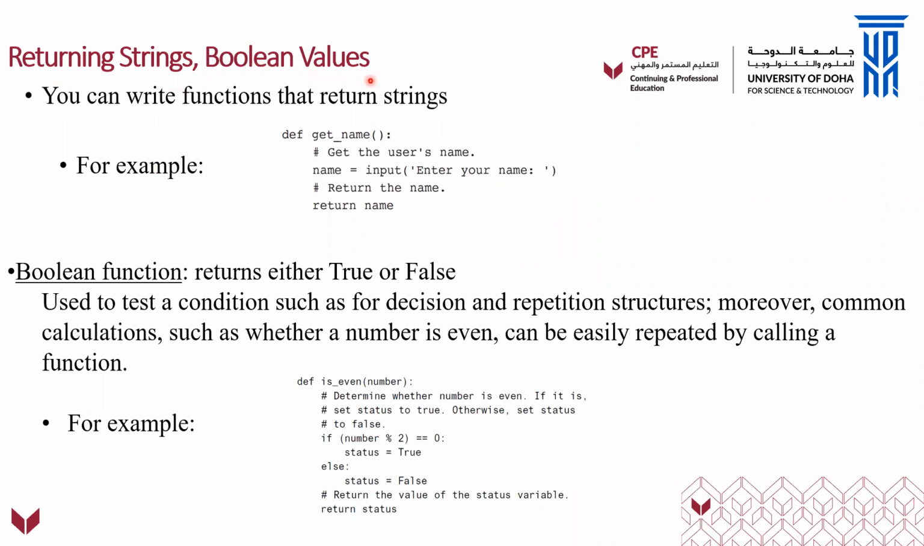Returning strings and Boolean values. Can I write a function that will return a string or Boolean? Yes, the answer is yes, like here. I am defining a function getName, and I will be requesting from the user to enter his name. His name will be saved in the variable name, and my function getName will return his name. So this is a function that will return a string, and this is how to return a string.